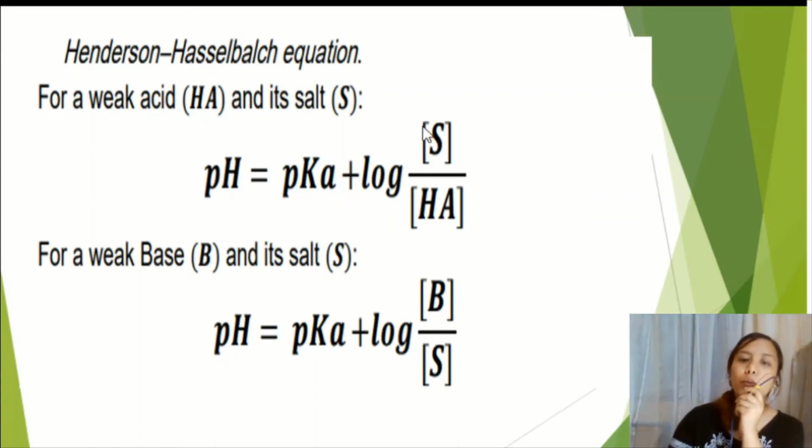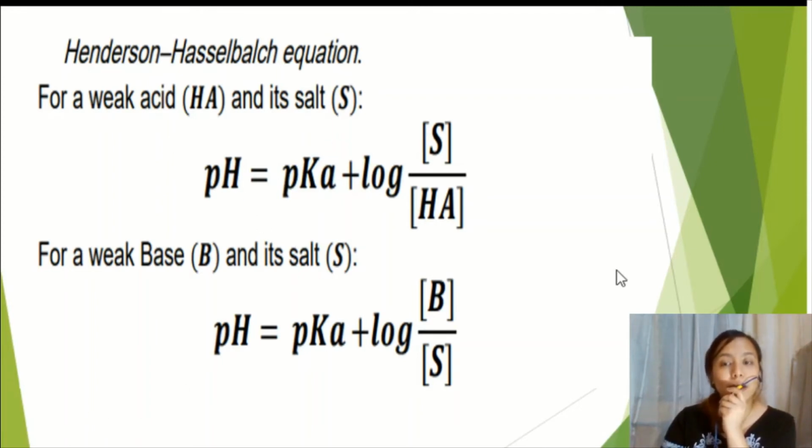Okay? So here, for a weak acid and its salt, this is the formula. pH is equal to pKa plus log of salt over acid. And for a base, pH is equal to pKa plus log of base over salt. So S stands for salt, or your conjugate base, and HA stands for acid. Here, your B stands for base and your S stands for salt.